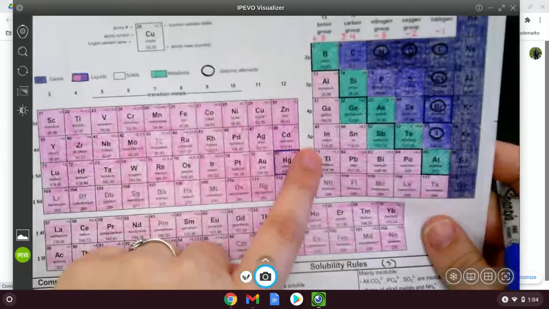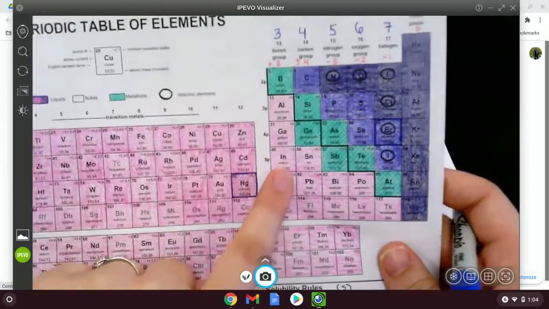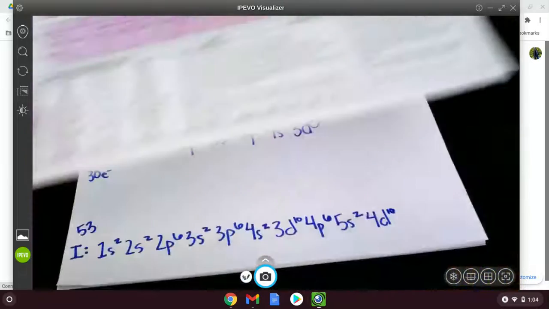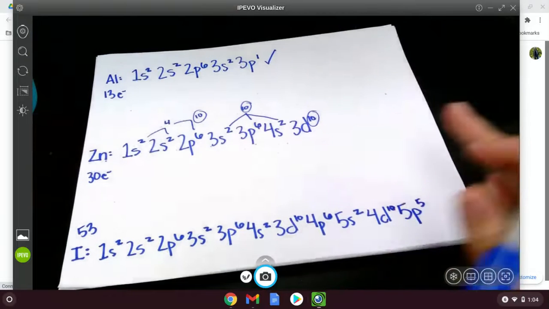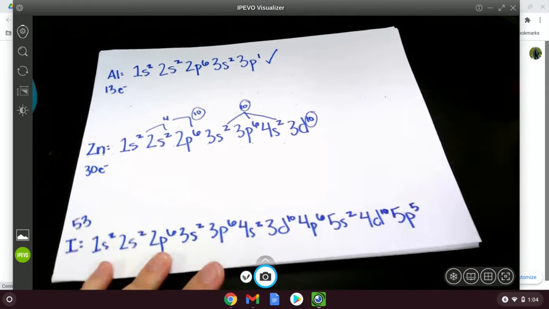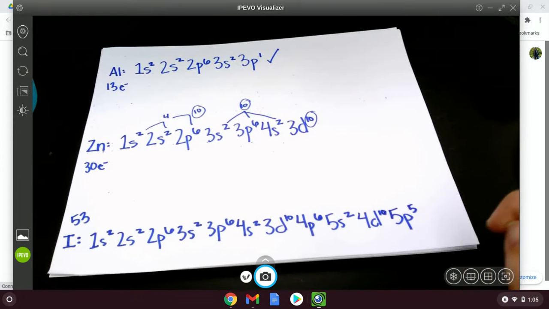And then after 4d, we go back to 5. So we're in 5p and we're counting until iodine. So 1, 2, 3, 4, 5. So it's going to be 5p5. And yes, that's a really long one. But there's a shortcut that we will shortly learn. We need to learn the hard way first, and then we'll learn the shortcut. Okay, so those are just a few examples of electron configurations. Hopefully that helps.